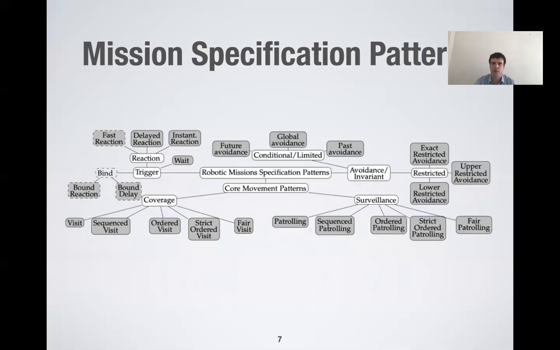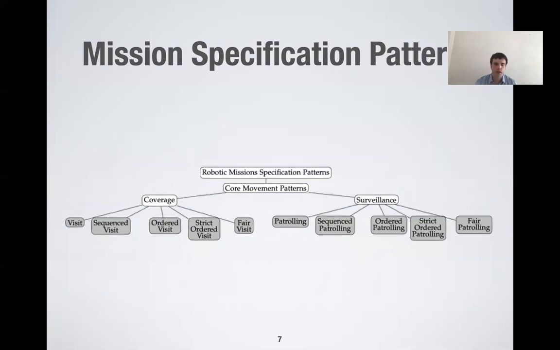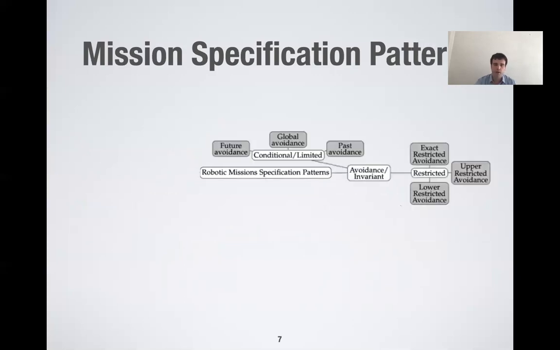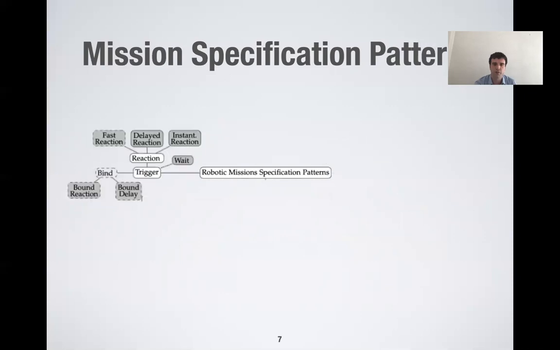There are three categories of patterns. The core movement patterns specify how the robots move within their environment. The avoidance patterns specify avoidance constraints related to the robot movements. And finally, trigger patterns express robot reactive behavior based on stimuli.